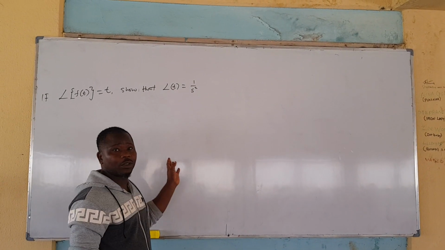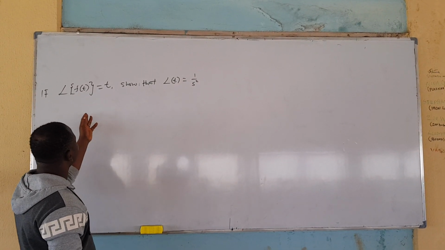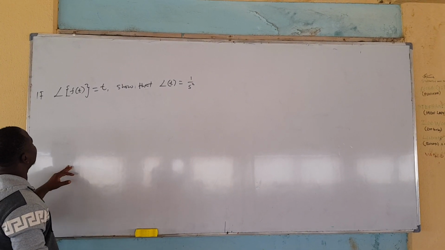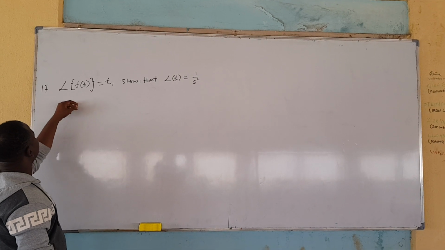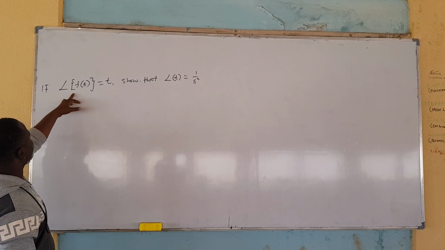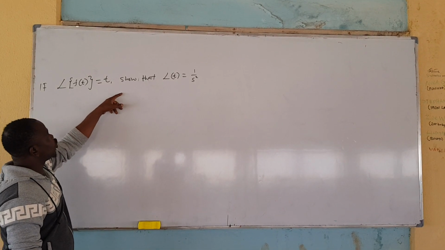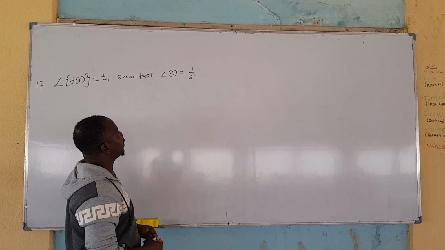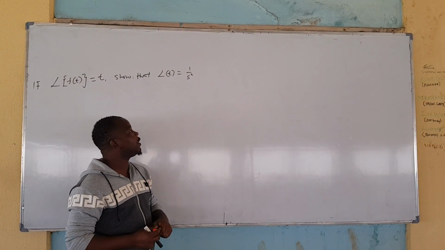Okay, in this video we are going to look at this Laplace function, Laplace of f of t. We said if f of t is equal to t, show that Laplace of t is equal to 1 all over s raised to the power of 2.